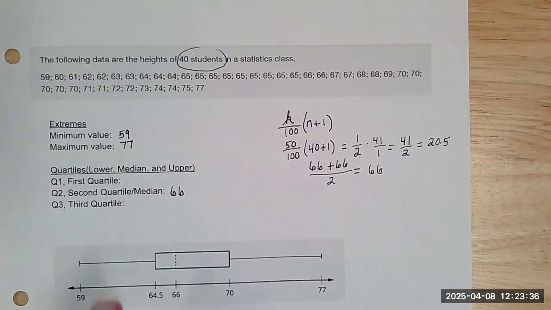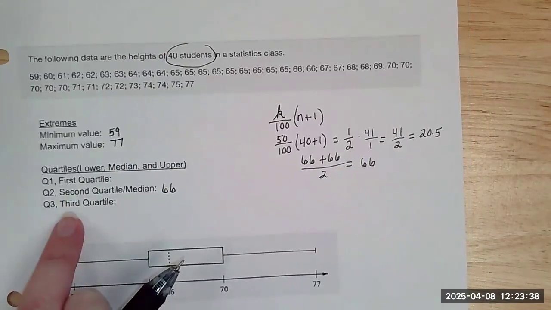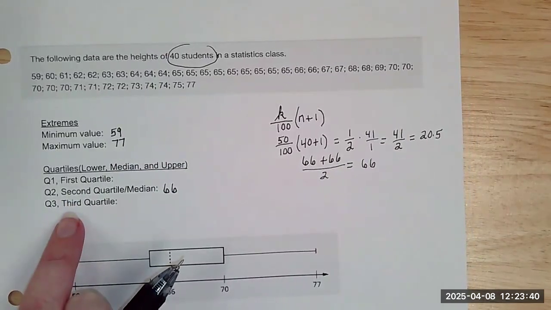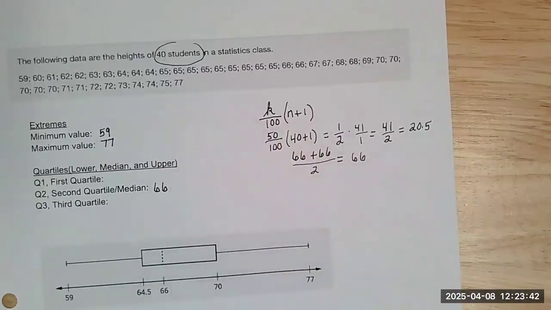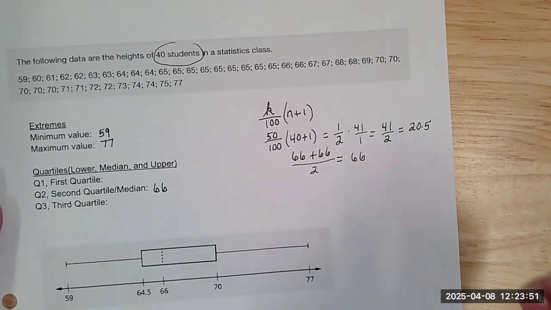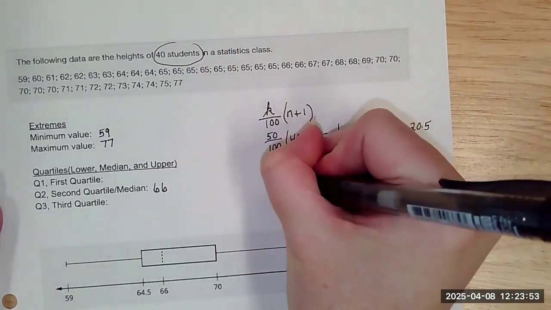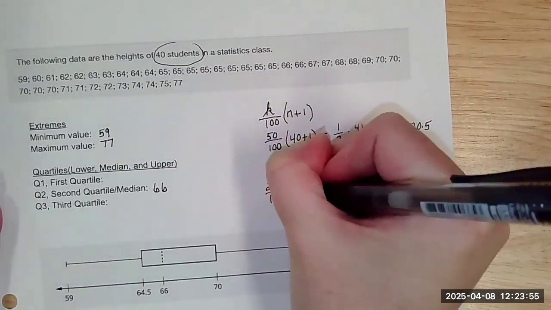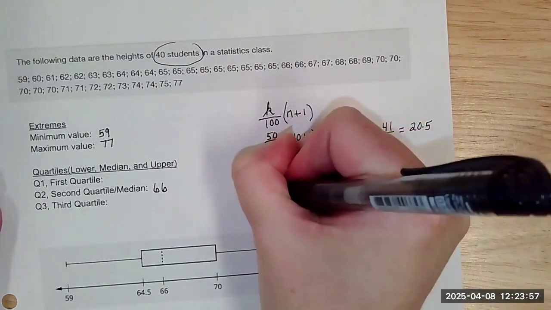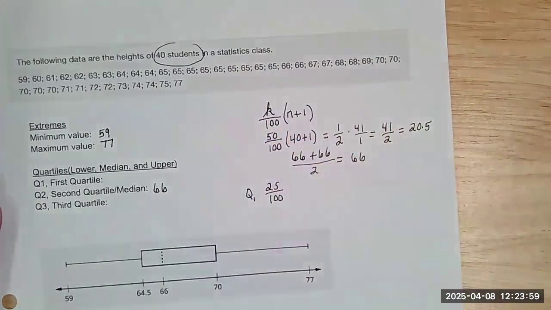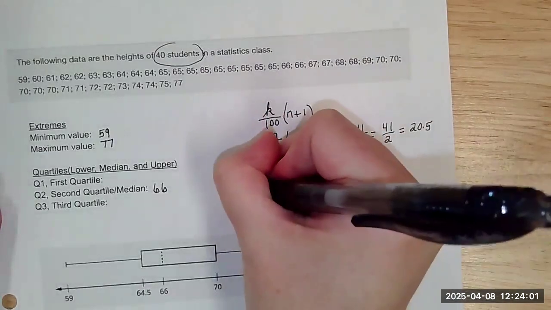We do exactly the same thing to find the first quartile and the third quartile, but we change out the percentile. So instead of using 50, I'm going to use 25 for the first quartile, and I'm going to use 75 for the third quartile, but we're going to do the same practice, okay? So I'll do the 25 over 100. That's going to be my Q1 position.